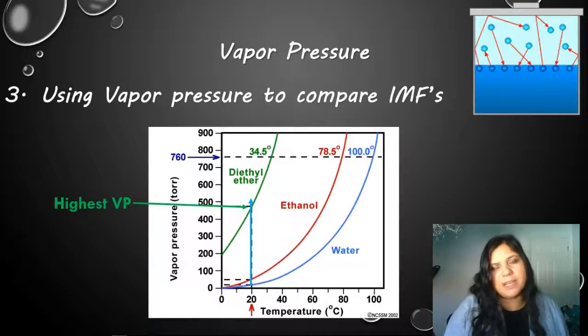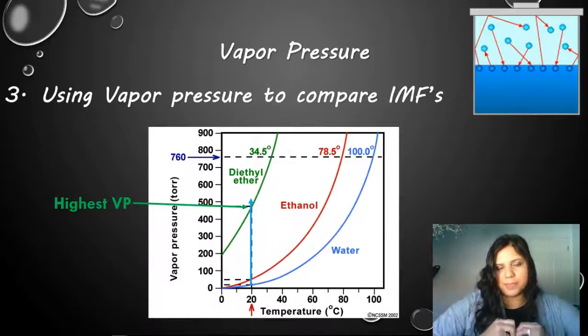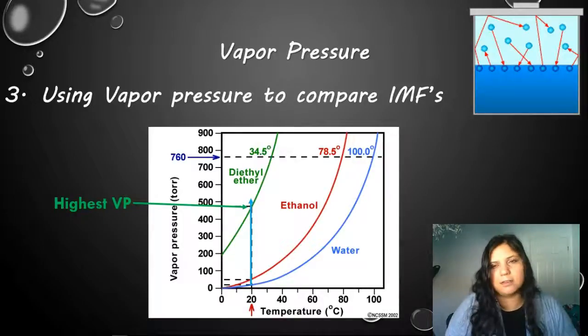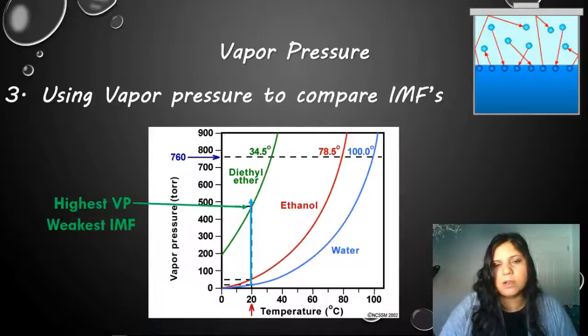Okay, what does that mean about its intermolecular forces? Remember that as the intermolecular forces get weaker, the particles are able to escape, creating more vapor pressure. So diethyl ether would have the weakest intermolecular force.